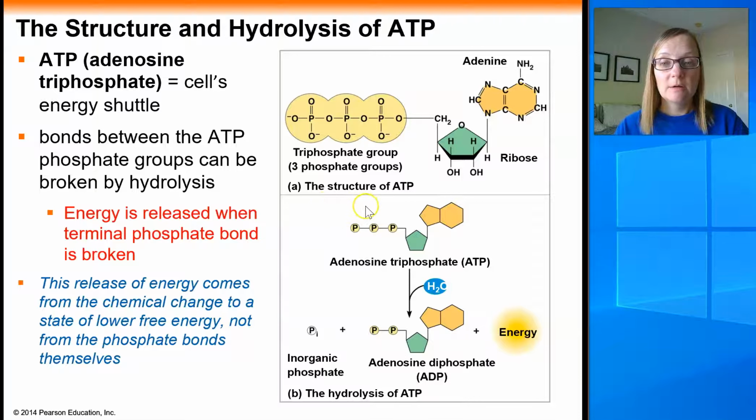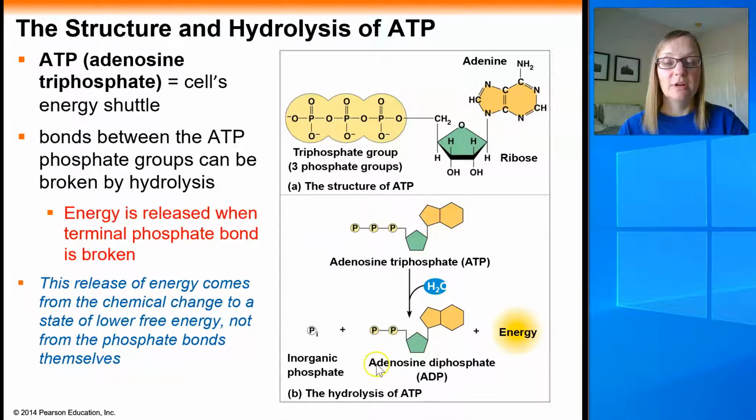When we break it, where we break it is right here in between these two phosphates in the triphosphate tail. So we literally cut off that last phosphate. It becomes an inorganic phosphate because it's no longer attached to a carbon skeleton. And what's left here is ADP, or adenosine diphosphate. And this is an exergonic reaction, which releases energy.